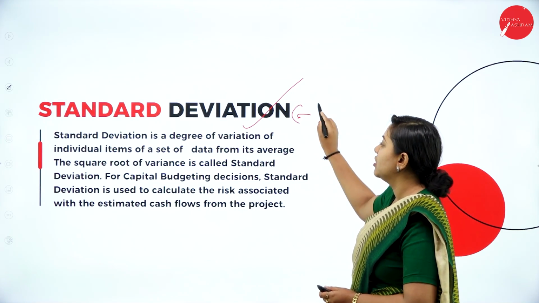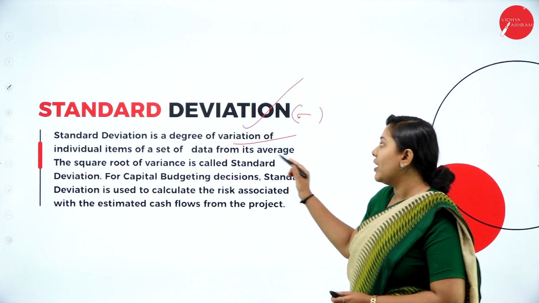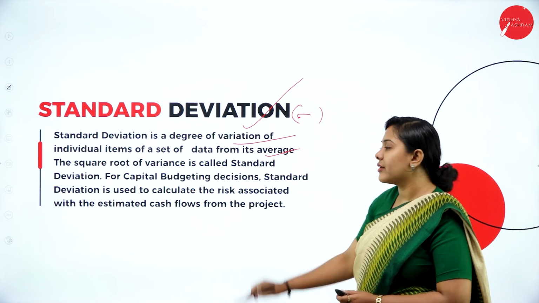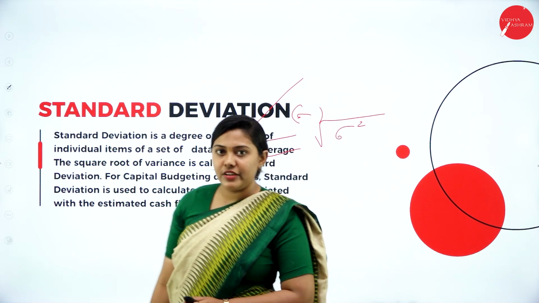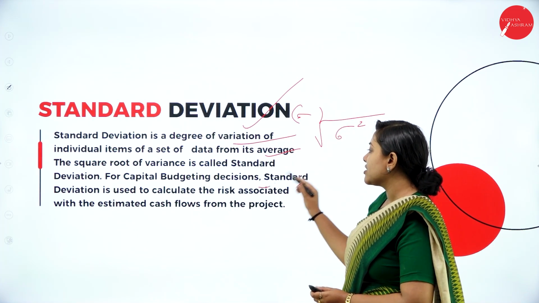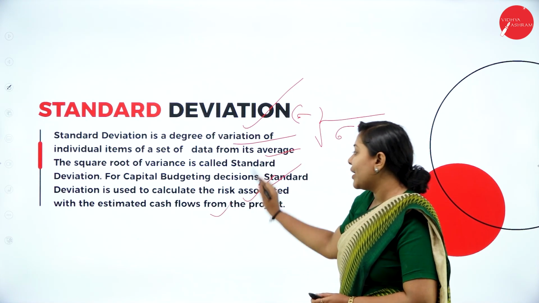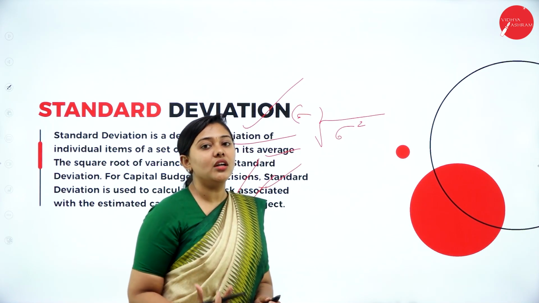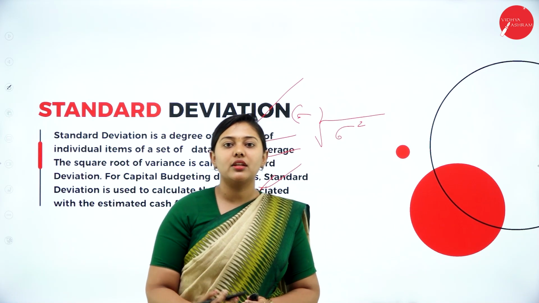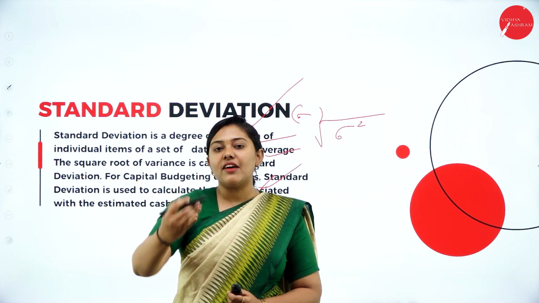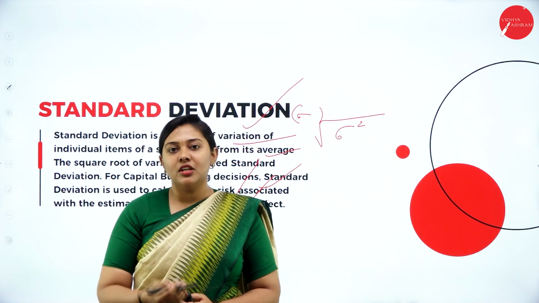Moving forward, standard deviation. Standard deviation is the degree of variation of individual items of a given set of data from the average. So, how do you calculate the standard deviation? Square root of variance is your standard deviation. For capital budgeting decisions, standard deviation is used to calculate the risk associated with the estimated cash flow from the project. To understand the risk associated with a particular project, the standard deviation is used. We have different formulas for variance as well as standard deviation, and when we take up the problem, we will discuss that.